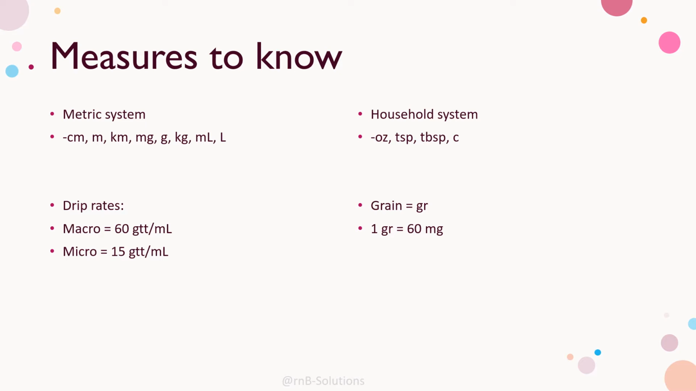So measures to know. Important measures to know are those in the metric system, for example, milligrams, grams, kilograms, milliliters, and liters. The household system, you have ounces, teaspoons, tablespoons, and cups, and drip rates. With drip rates, usually the question will tell you what is the tubing available. It could be 10 drops per milliliter, 60 drops per milliliter, 15 drops per milliliter. So always refer to your nursing school guide or syllabus that they tell you what they consider macro and micro drip rates. And also there's the grain measurement, where 1 grain is equivalent to 60 milligrams.